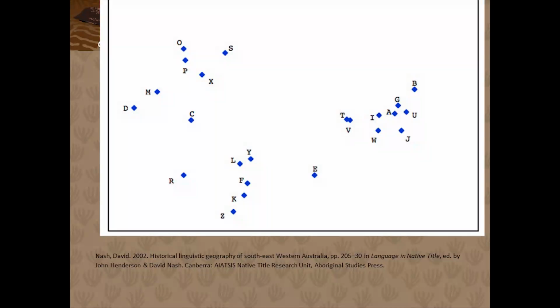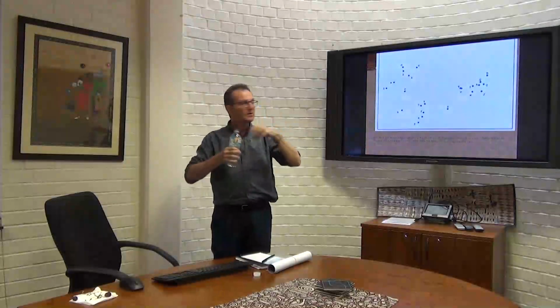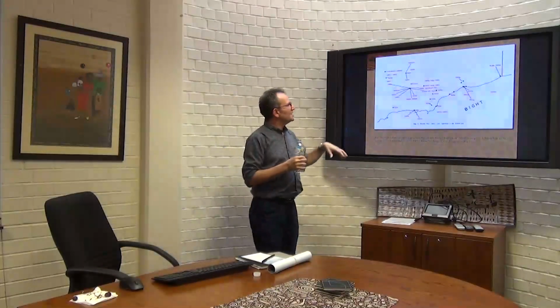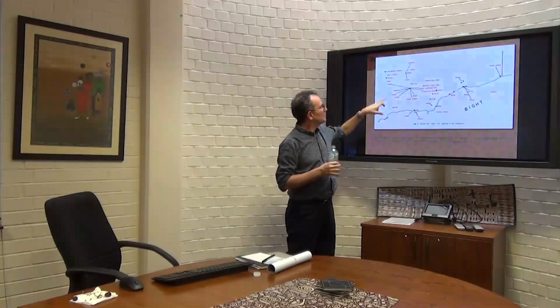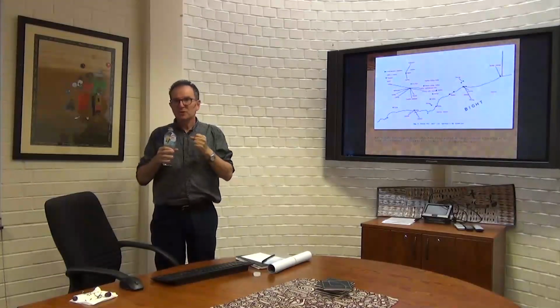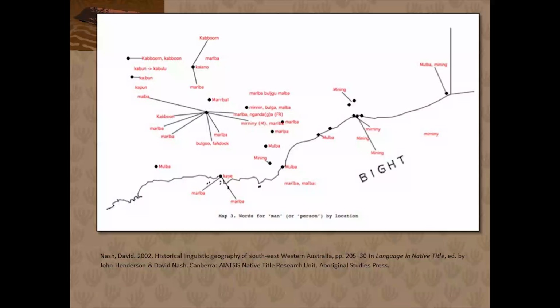So David Nash did this for the southeast of Western Australia, getting vocabs, and he's written about it in this book, doing this sort of comparison between vocabs and seeing how they clump. And you can see they've clumped into this sort of grouping over here, some over here, some over here. And what you can do then is put that onto a geographic map, and you get to see similarities that have real geography associated with it. Now, of course, this is all smoke and mirrors, but it sort of works, and it's quite interesting.